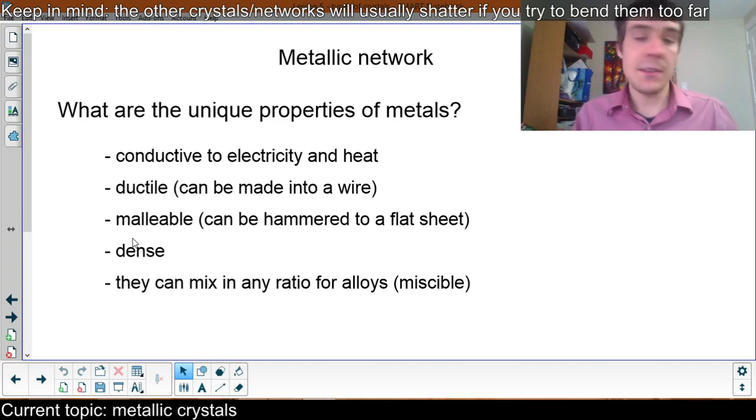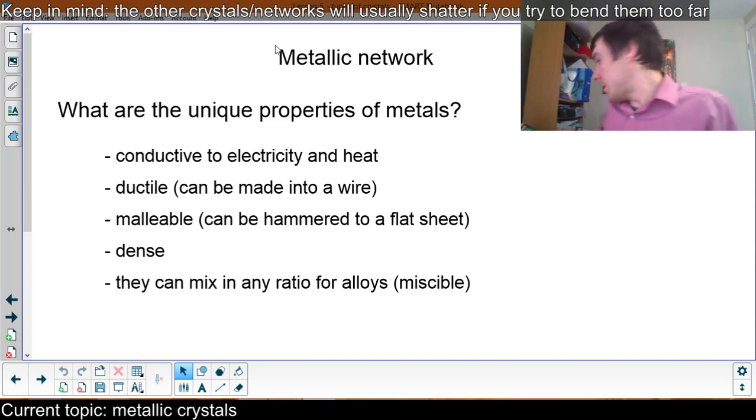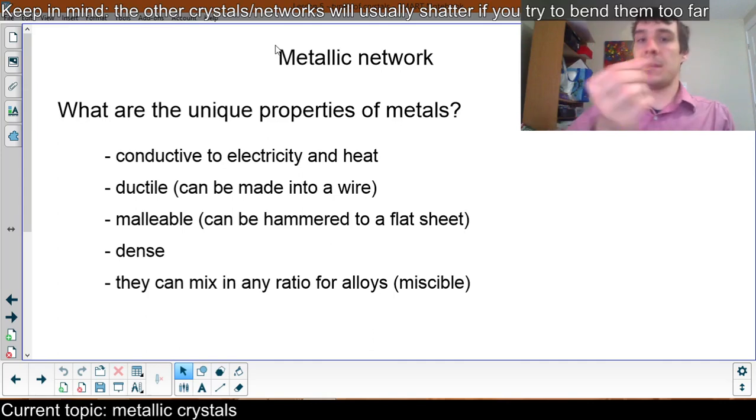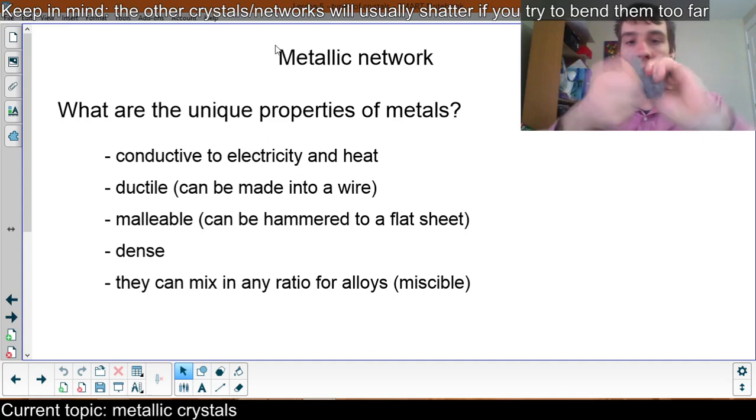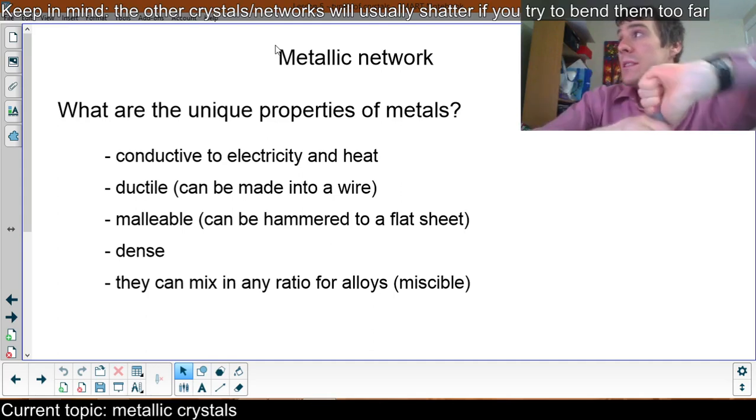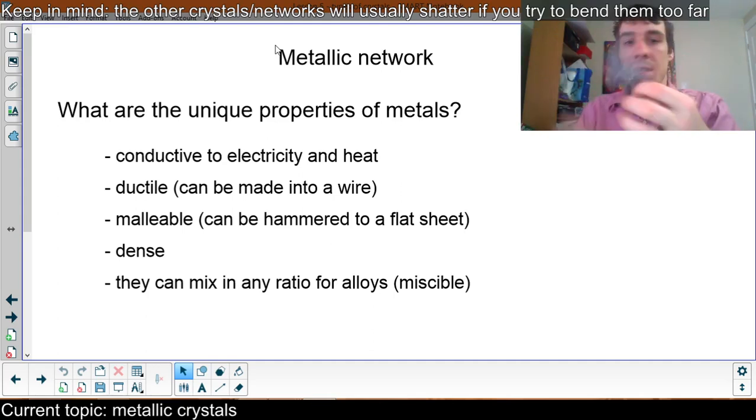Metals are weird. Keep in mind, the other crystals and networks will usually shatter if you try to bend them too far. And yet metal, right? This little jumper is made of metal, and I can just bend it, and it'll kind of hang in the same orientation. Or maybe this steel wool is no problem being bent and squished in all kinds of ways and twisted, and it holds its shape, right?